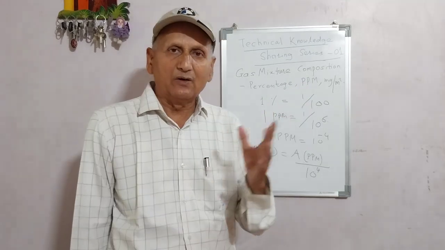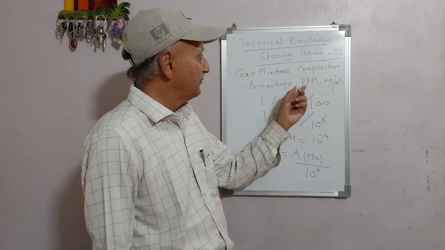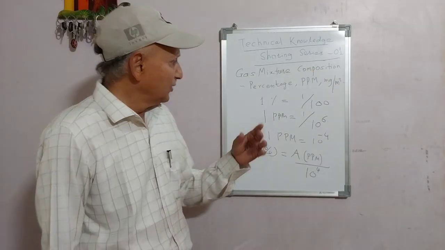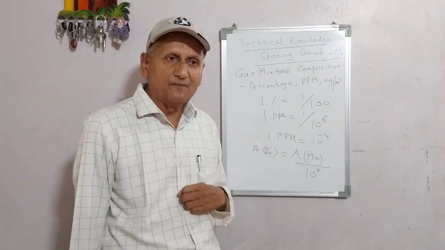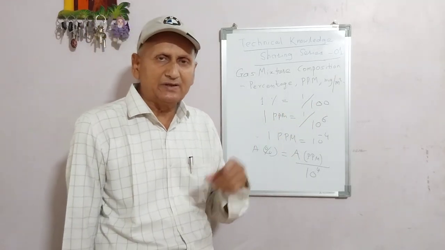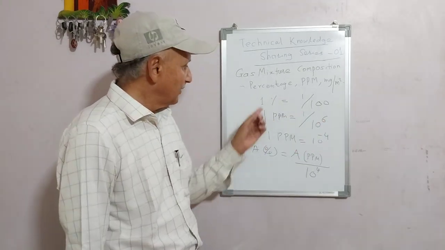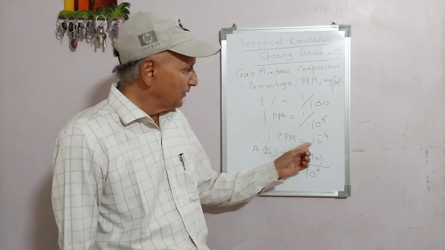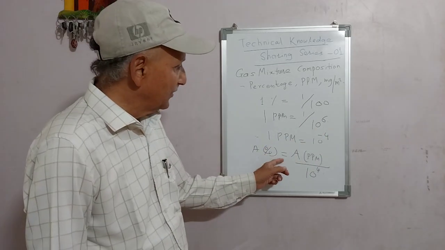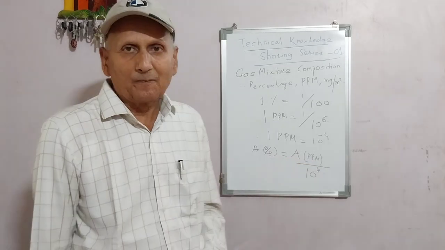But today we are going to cover, in a short video, how we can convert percentage into ppm and ppm into milligram per meter cube. So as you know, 1% is equal to 1 upon 100. Then 1 ppm means parts per million, and million means 10 raised to 6. So 1 ppm is equal to 1 upon 10 raised to 6. From this we get 1 ppm is equal to 10 raised to minus 4 percent. So the formula is: A percentage is equal to A ppm divided by 10 raised to 4.